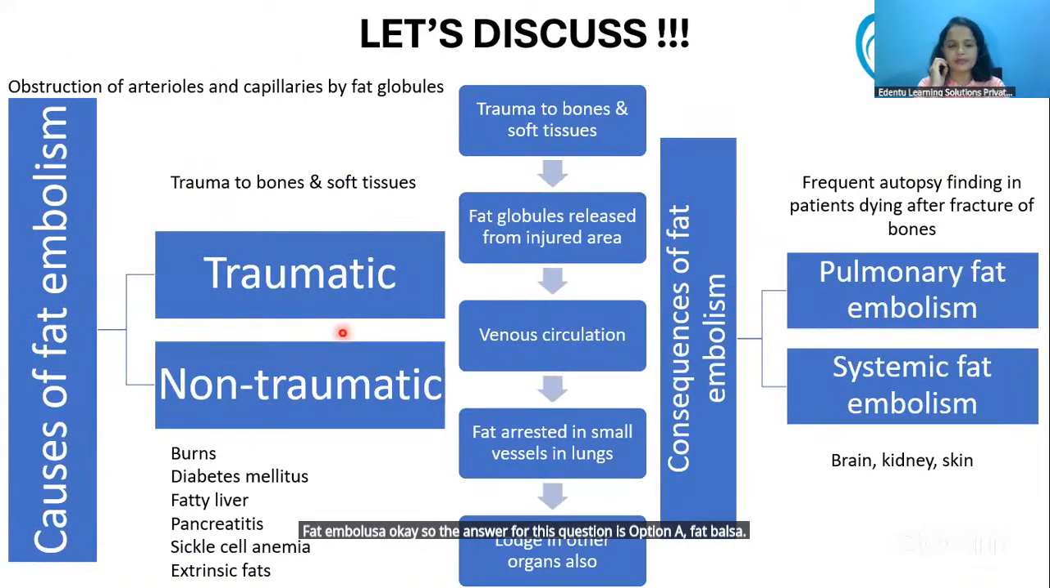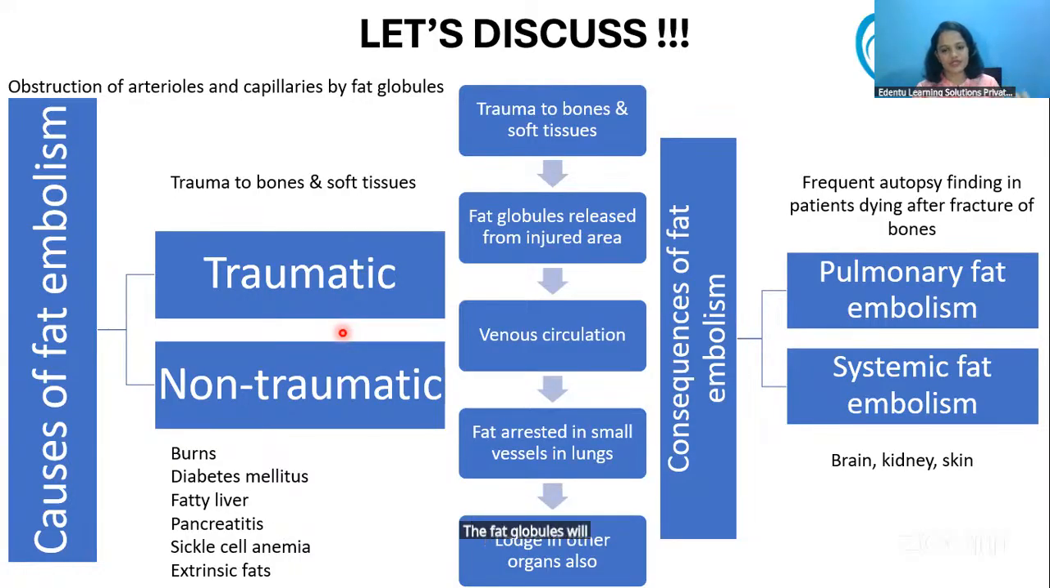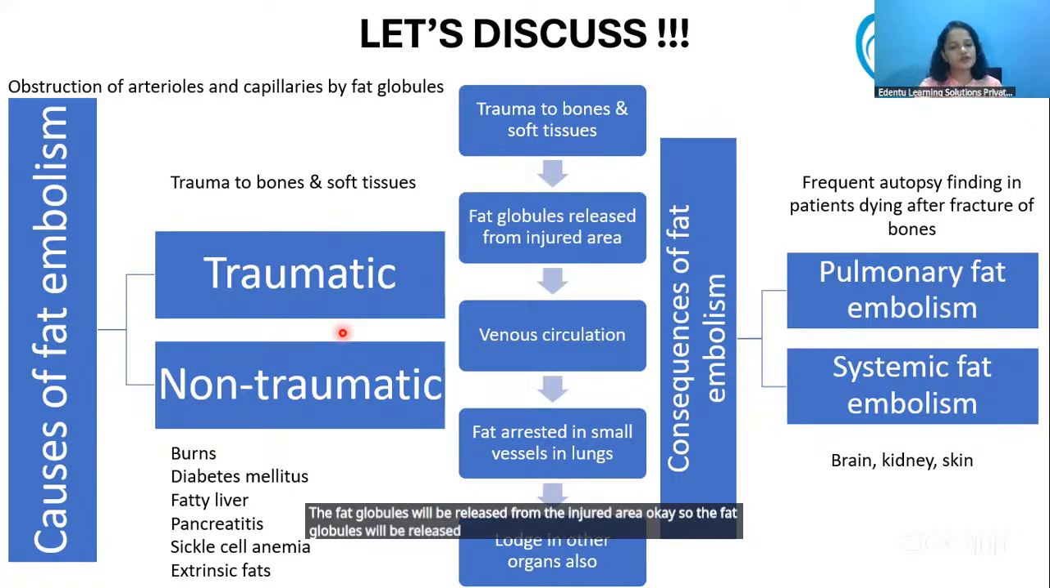So let's see what is happening in the fat embolism. There will be obstruction of the small blood vessels like the arterioles and capillaries by the fat globules. In case some trauma is happening to the bone or the soft tissues, the fat globules will be released from the injured area. It will go into the venous circulation, and this fat gets accumulated in the small vessels in the lungs, which will create this fat embolism.